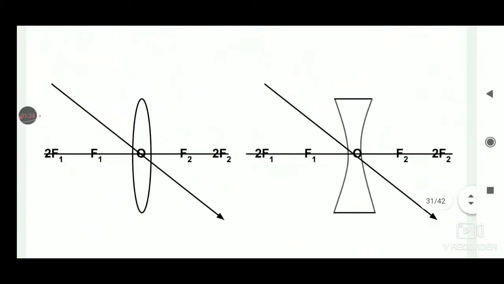And the third rule is a ray of light passing through the optical center of a lens will emerge without any kind of deviation in case of both the lenses, that is either a convex lens or a concave lens.